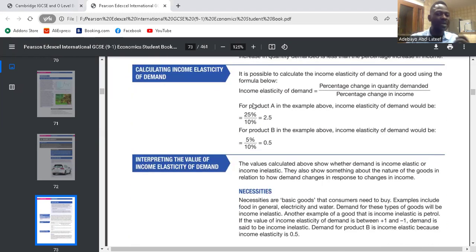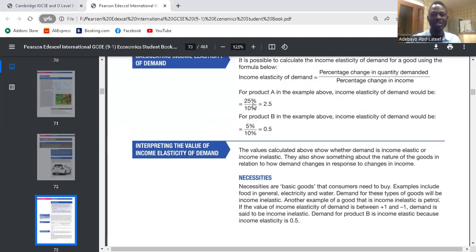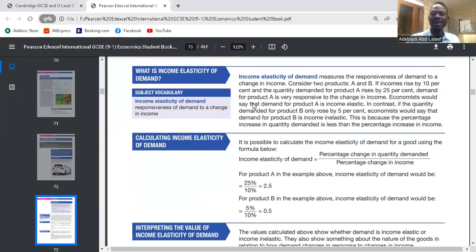That's calculating it. So the interpretation now. The values calculated show whether demand is income elastic or income inelastic. They all show something about the nature of the goods. Let me quickly go back to the calculation so you can understand. For product A, in the example above, income elasticity of demand would be 2.5. And for product B, we have 0.5.